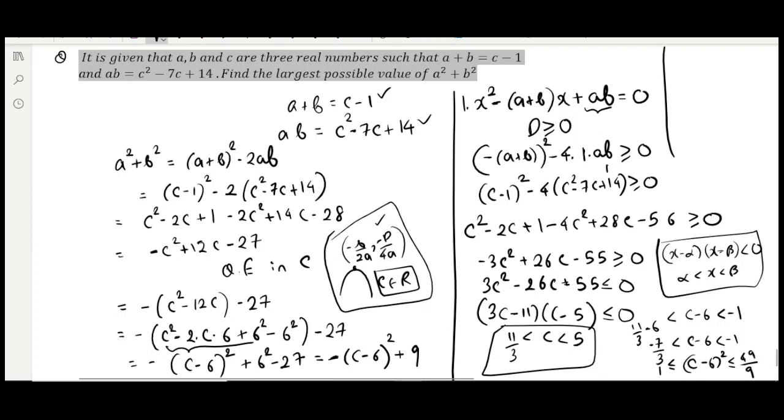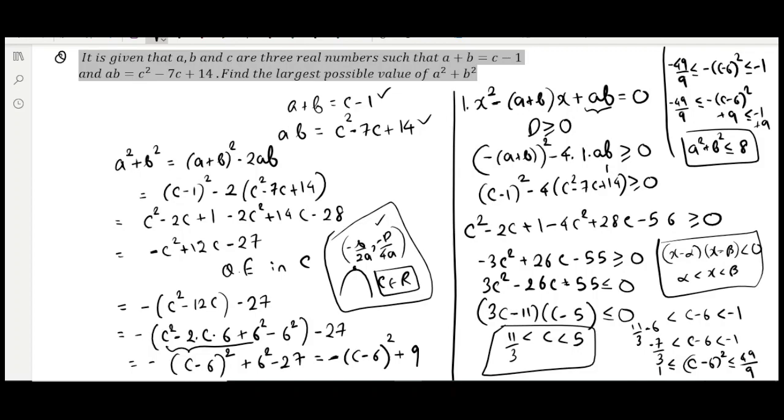And we want minus c minus 6 whole square, so we will multiply it by the minus sign. Minus 49 by 9 to minus 1, and then we add 9 on both sides. That will be minus 1 plus 9. So the maximum value of this term, which is a square plus b square, is 8, because this term is a square plus b square, right? So the largest possible value it can take is 8.